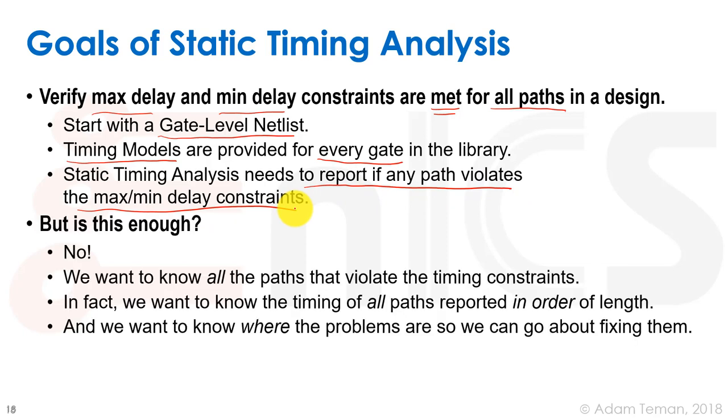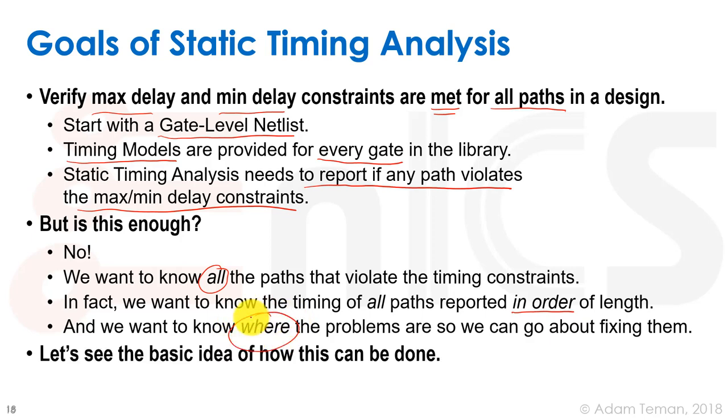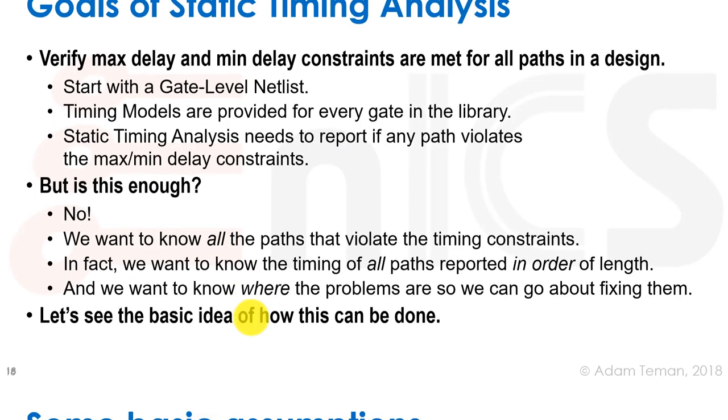The answer is no. We want to know every path that violates the timing constraints. We would also like to know, in the order of their violation, how badly they violate them. Not only that, we also want to know where the violations occur. It's pretty amazing that we can actually do all of this in a pretty simple algorithm that runs really quickly when you're discussing millions of paths.